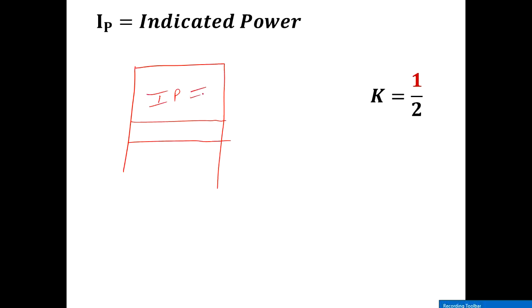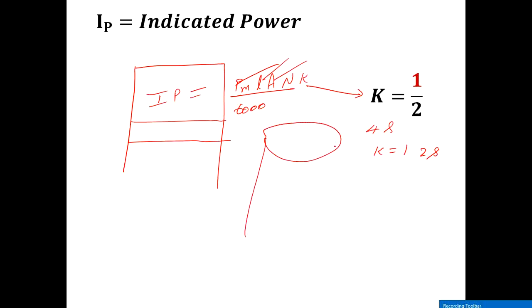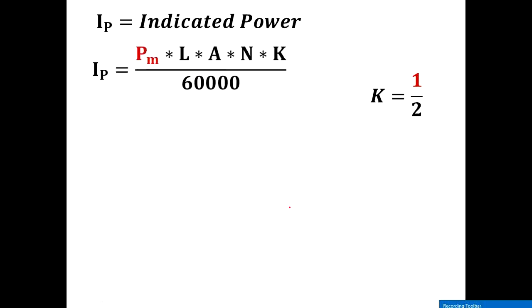Indicated power is equal to P_m L A N K divided by 60,000. What is this K? K is equal to 1/2 for a 4-stroke engine, whether diesel or petrol, and K is equal to 1 for a 2-stroke engine. Here P_m is the mean effective pressure, L the stroke, A the area of the cylinder. The piston will be like this. Already we have explained this. The area of the cylinder is pi d square divided by 4.